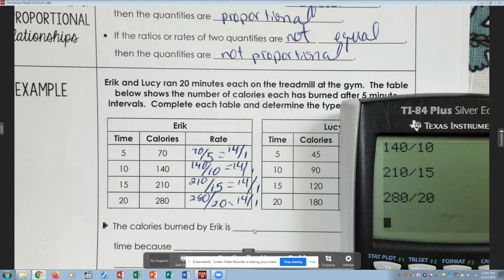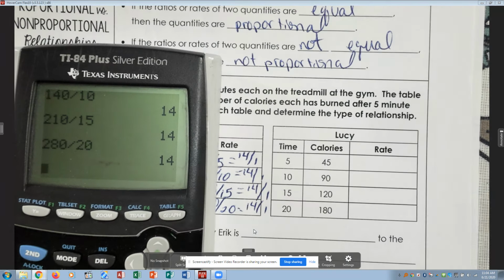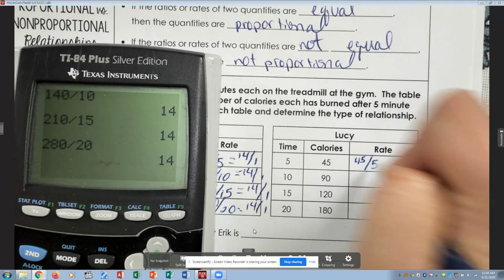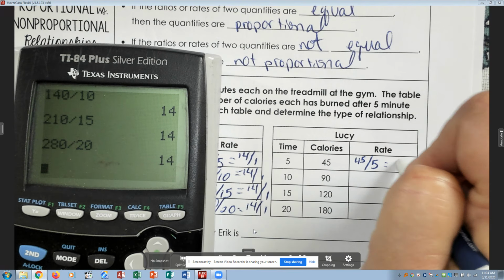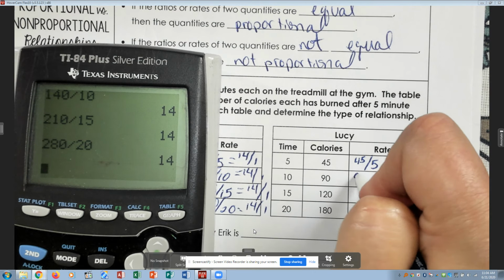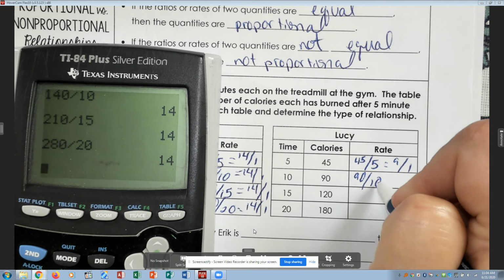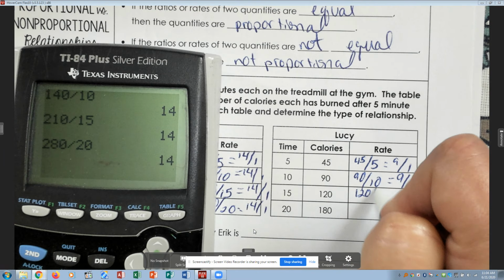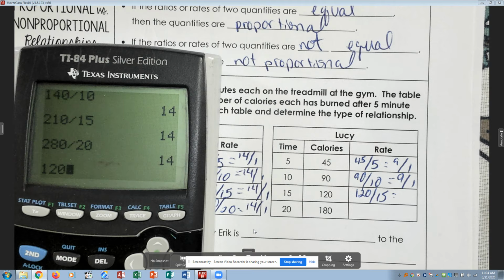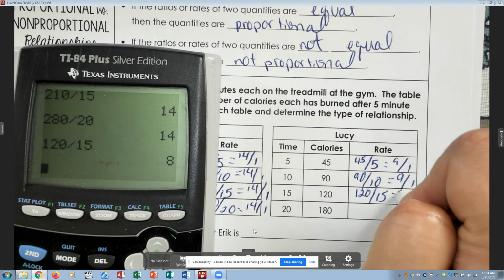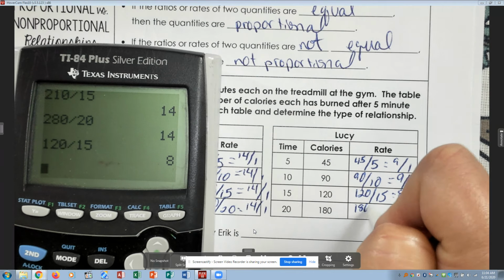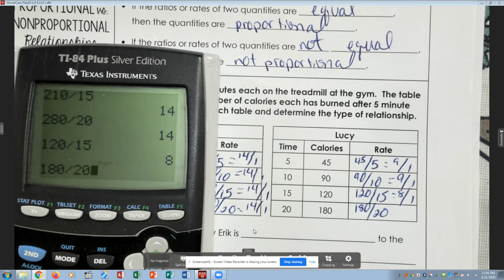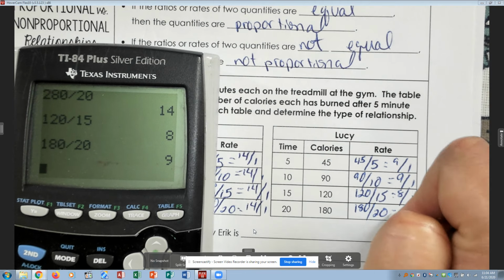Okay, so now let's look at Lucy. Lucy burns 45 calories in 5 minutes. 45 divided by 5 is 9 calories in 1 minute. 90 calories in 10 minutes. 90 divided by 10 is 9 divided by 1. 120 divided by 15, can't do that very easily. 8 calories in 1 minute. And 180 divided by 20, I think that's 9, but let's make sure. So 9 calories per minute.